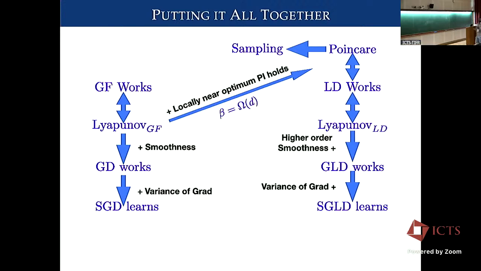And luckily for us, for a lot of ML applications, while you don't want the temperature parameter beta to be a large polynomial in D, linear in D is fine. It's okay for many applications. And so that's a good thing. And the second thing is you do need some kind of a local PI around the optimum. And that's fairly easy to see.